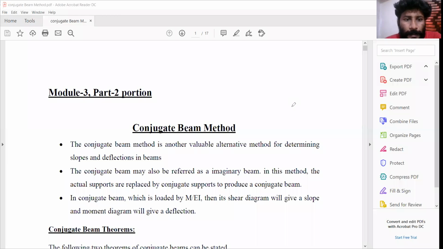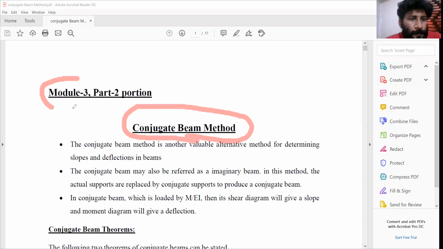Hello everyone. In this session, I'm going to discuss the conjugate beam method, which is a part of the Module 3 syllabus. In the previous session, we discussed the moment area method. That method is used to find the slopes and deflections at various sections in beams. The conjugate beam is an imaginary beam. First, we'll discuss a brief introduction to this method.